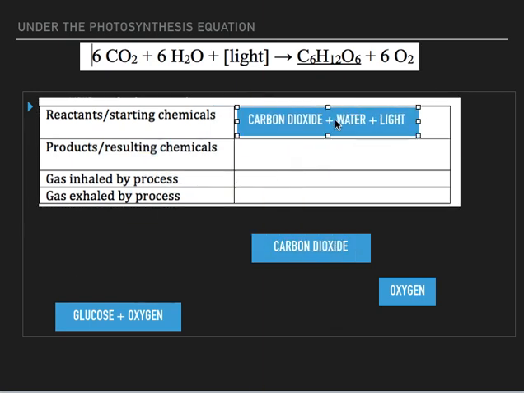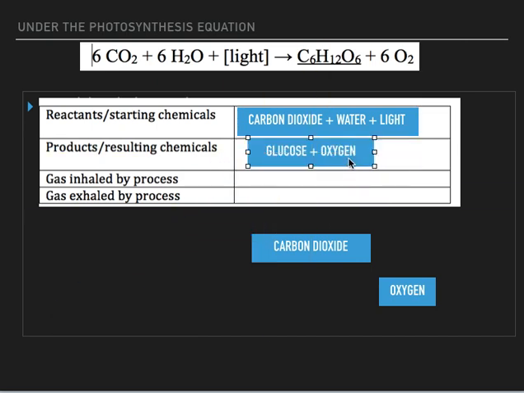Okay, so reactants are the starting chemicals: carbon dioxide, water, and light. It's everything on the left side of the arrow. They're the reactants, they mix. The products are everything on the right side of the arrow, glucose and oxygen.